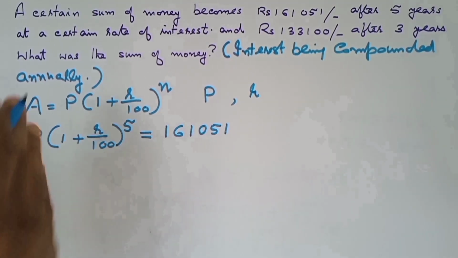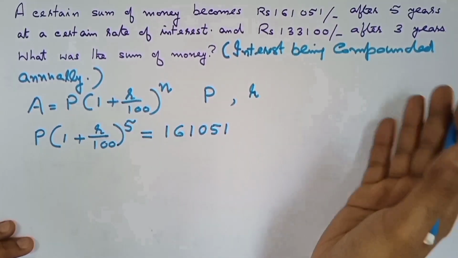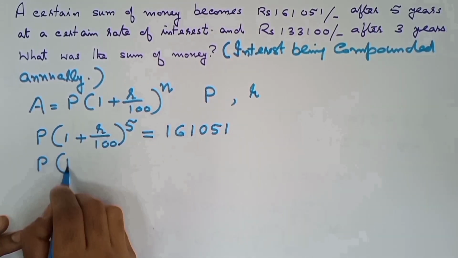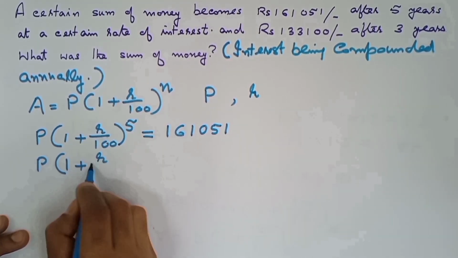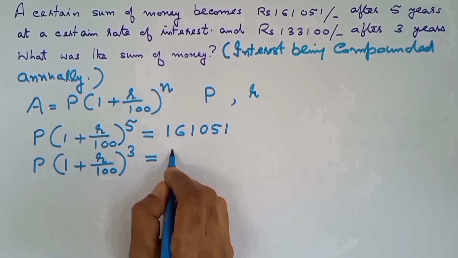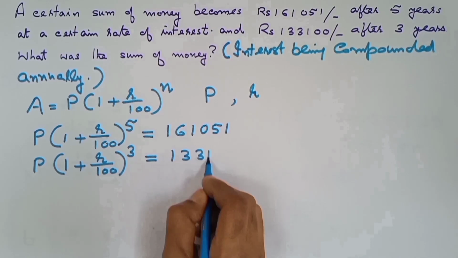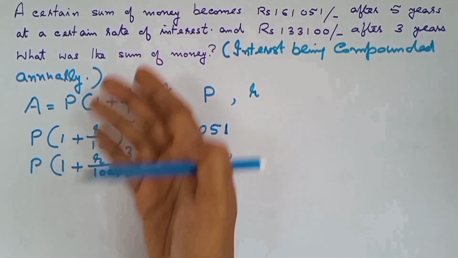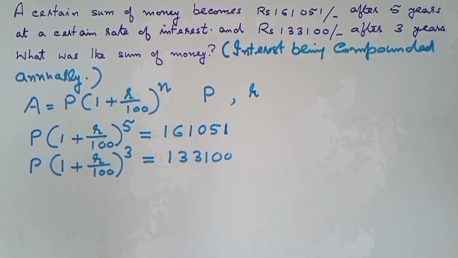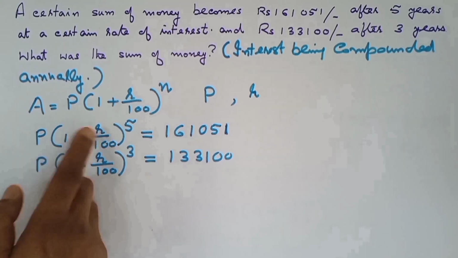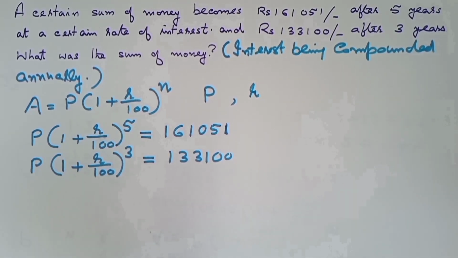And it becomes 1,61,051. Similarly, if you convert the second statement into an equation, you get P again, the same sum. That is the meaning. Same rate. There it is 3 years. And it becomes 1,33,100. So this is the data given. We have translated that into two equations. So as you can see, there are two equations and two unknowns, P and R. So theoretically speaking, these equations are solvable.